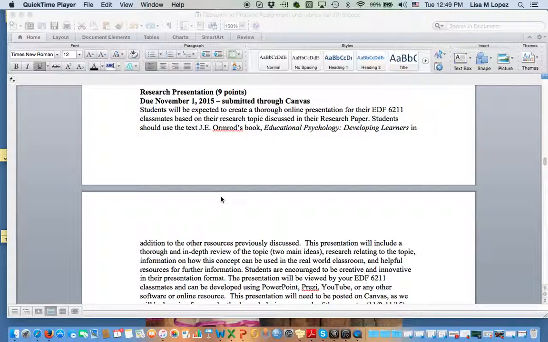The third assignment that is part of your research to practice assignment is your research presentation. So now that you've written your annotated bibliography and your mini research paper, what you want to do is use that information to create a presentation. The presentation can be as simple as PowerPoint. Students have used Prezis in the past, or there's a series of other tools or software programs that you can use online.